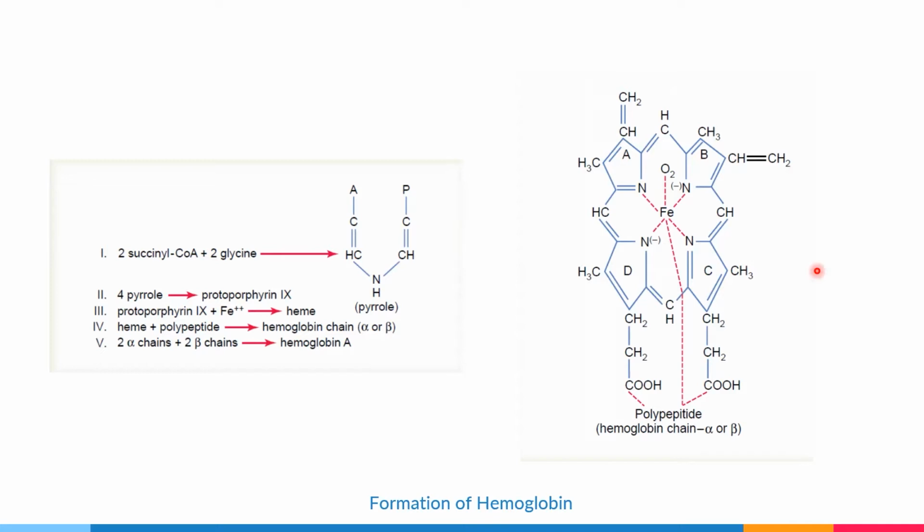And as the bond between iron and oxygen is very loose, it is released into the tissue fluid still in the form of molecular oxygen when it reaches the tissues.